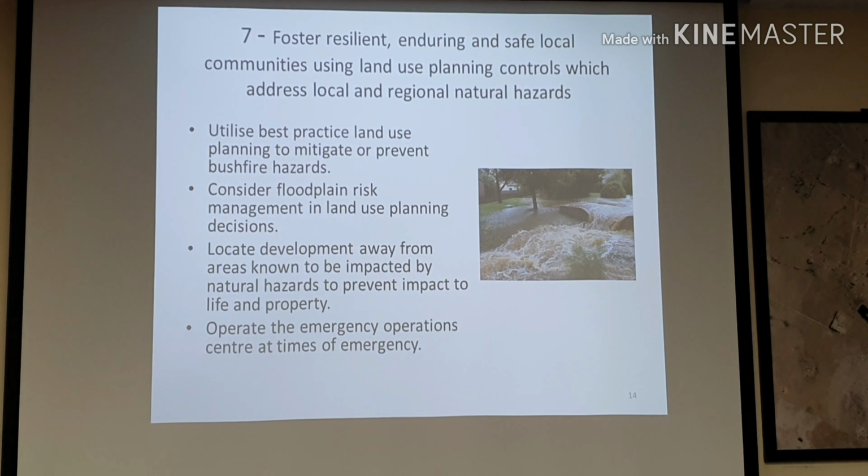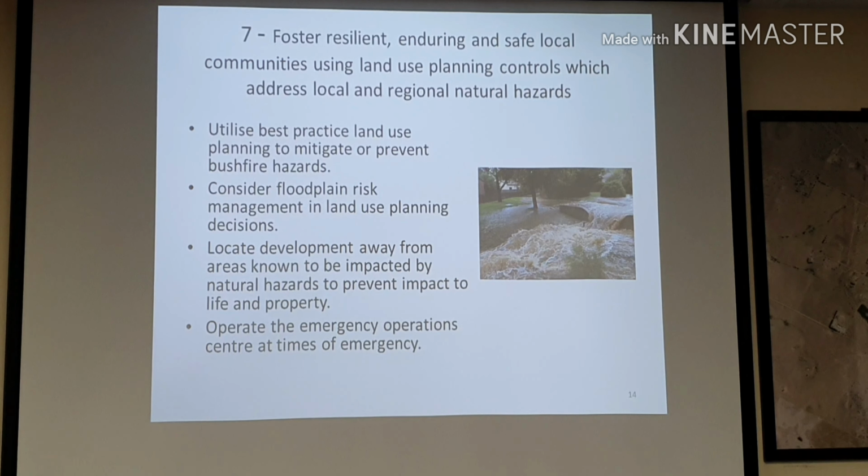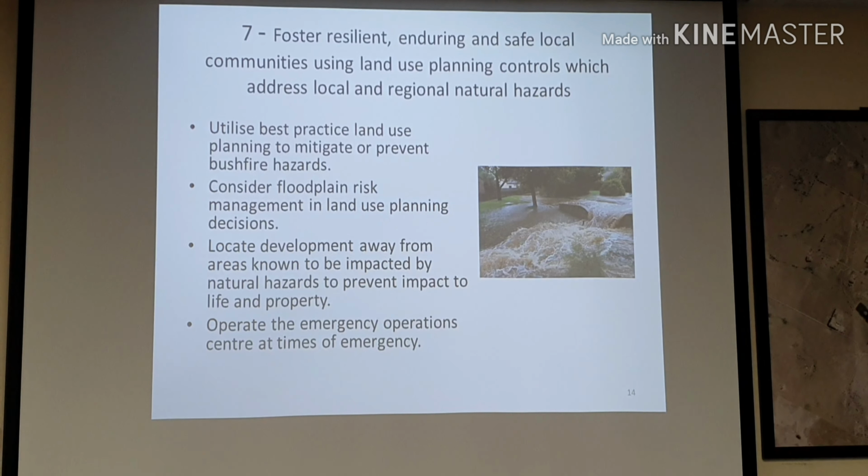So planning priority 7 is foster resilient, enduring and safe communities using land use planning controls which address local and regional natural hazards. A recent one is obviously the bushfires, which are very much in people's minds, and coming up with better ways to respond to bushfires through land use planning controls into the future, whether that's more accurately mapping bushfire risk or through the new planning for bushfire protection measures.